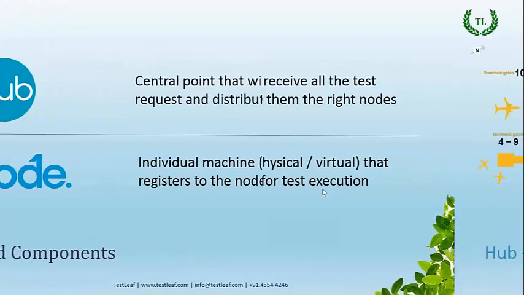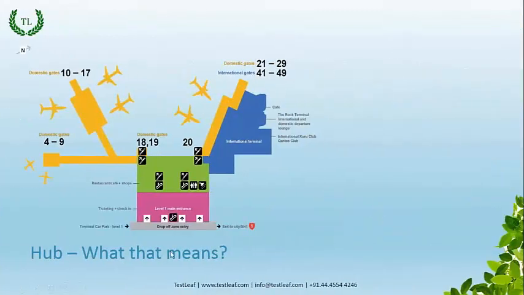So how about taking a better example, right? What does a hub really mean? You all may know this example. What is this? It's absolutely an airport. So it has multiple terminals. One is a domestic terminal and the other an international terminal. You see a lot of flights.